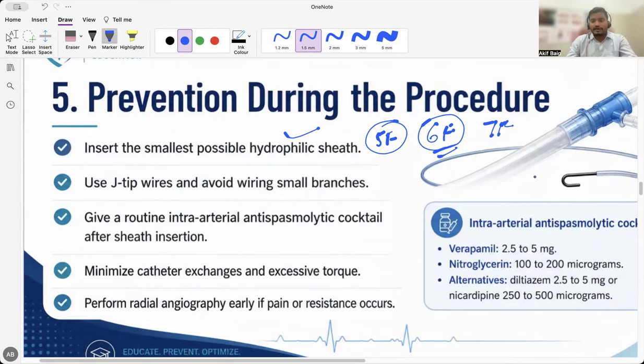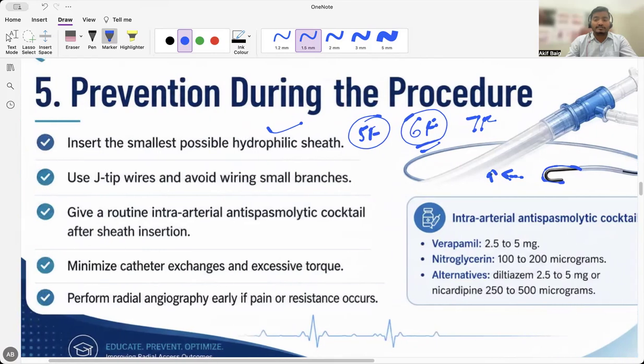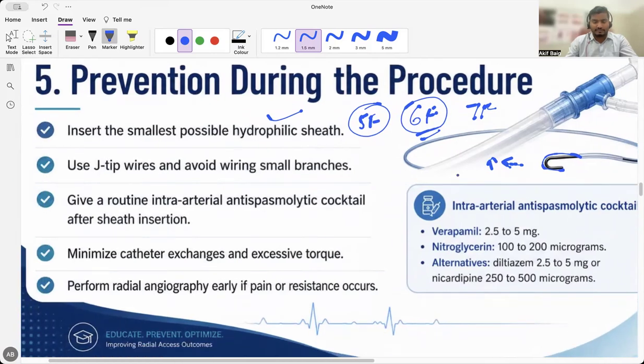Always use a J-type wire. Use the wire you're seeing now. This is called the J-type wire. The wire should be J-type because if it is pointed or straight, it can directly touch the wall and trigger spasm, and the risk of perforation with a straight wire is much higher.